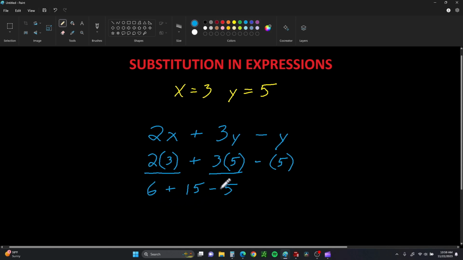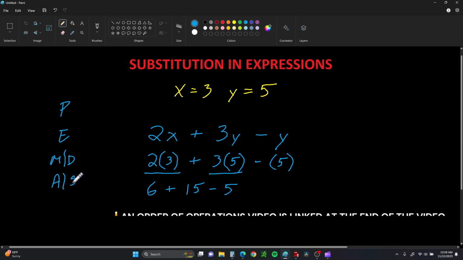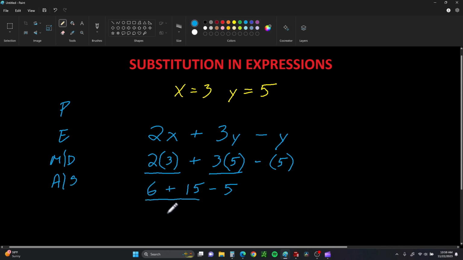Now, when I have addition and subtraction, if you recall, PEMDAS, multiplication and division are considered the same operation, considered equal weighting, and addition and subtraction are the same. So when I have both addition and subtraction, I use the rule from algebra that says left to right. I do these two first, and I get 21, and then I have minus 5. And then I do these two last, and 21 minus 5 is 16.